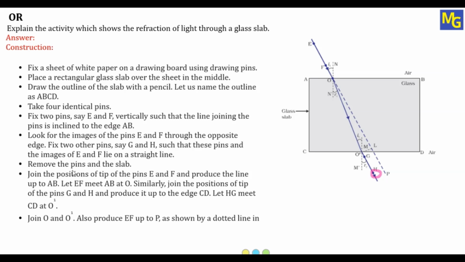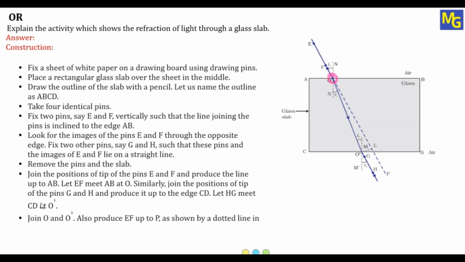Now, next, remove the pins and the glass slab. Remove everything: remove the E, F, G, H pins, and even the glass slab. Join the positions of the tips of the pins E, F and produce the line up to AB. Wherever there is the E point and the F point, join them and extend the line till AB. Let EF meet AB at O. So this is the point where it meets AB.